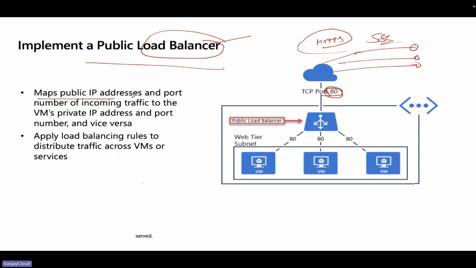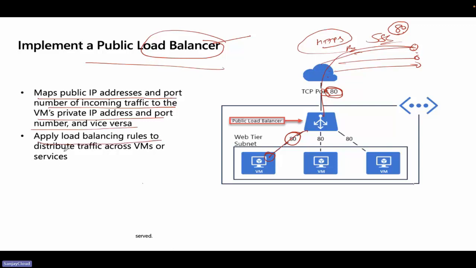It maps your public IP address and port number of incoming traffic to the VM's private IP address and port number and vice versa. What does it mean? The user will send a request on some port like port 80, on a public IP address. So the public IP and port are received on your load balancer. The load balancer will distribute this request to the private IP address of the virtual machine and port number 80. That is called standard load balancing in Azure.